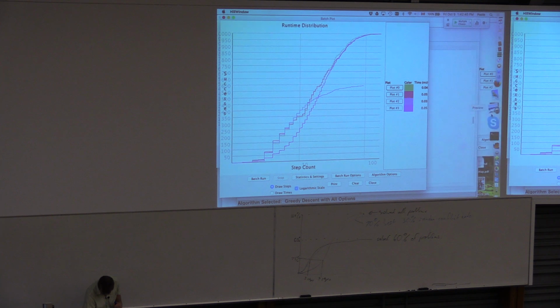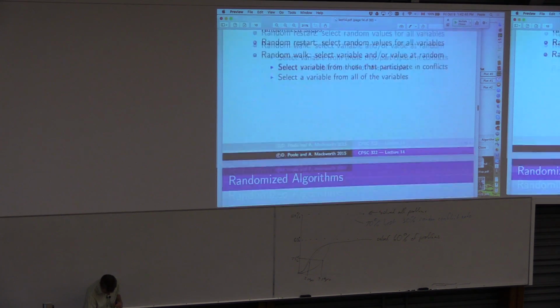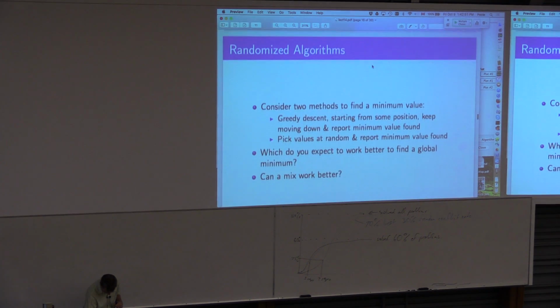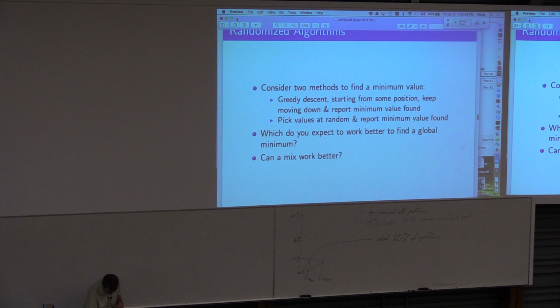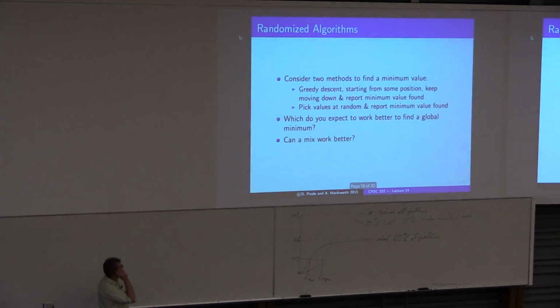And let's try and see if we can understand why. Let's look at this. So now we're going to try and find a minimum value. We're going to look at 2 different ideas, one of which is a greedy descent. We start from some position and keep moving downhill, iteratively improving our solution. Otherwise, we pick values at random and report the minimum value found. The question is, which is better at finding the global minimum?